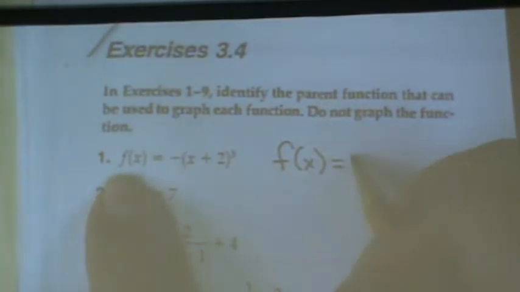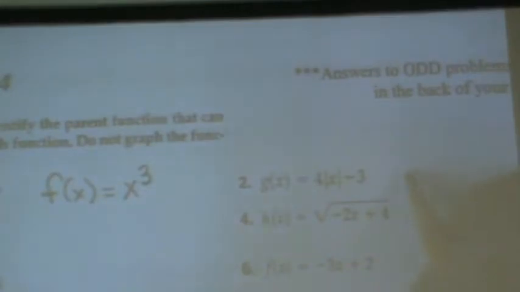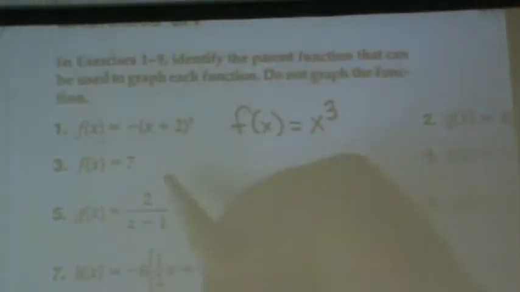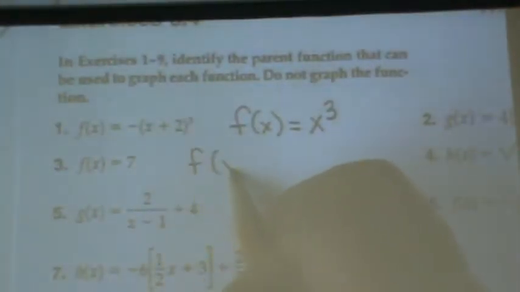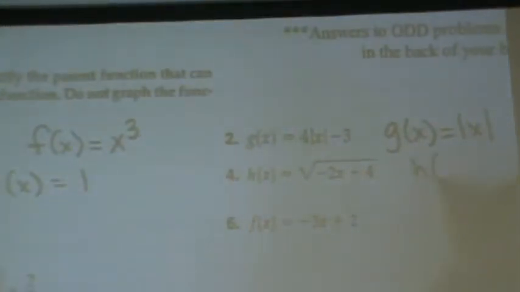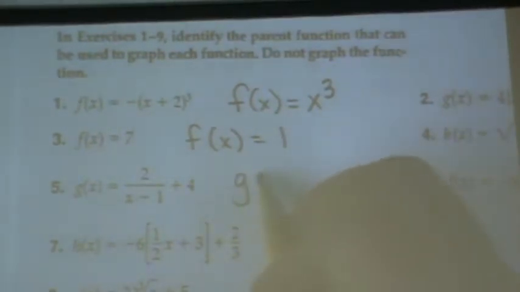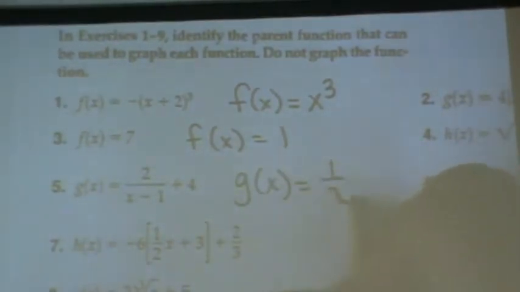Number 1, you should have x cubed. That's the cubic function. Number 2 is the absolute value function. G of x is actually equal to absolute value of x. Number 3 is the constant function, f of x, it's a horizontal line, equals 1. Number 4, h of x is equal to the square root function. Number 5 is the reciprocal function, g of x is equal to 1 over x. Number 6 is the linear function, f of x is equal to x.